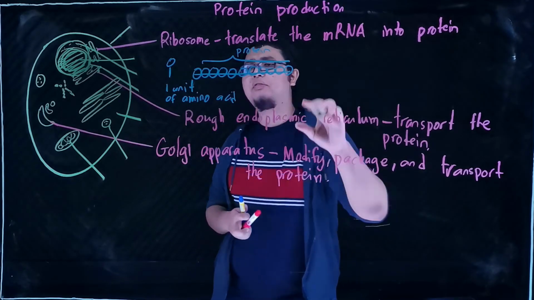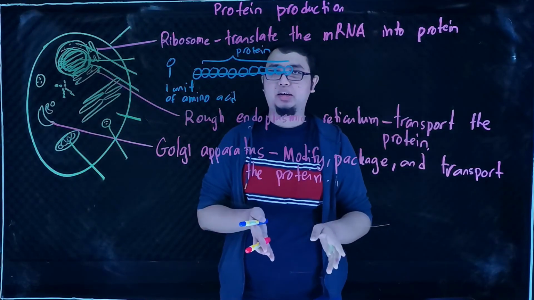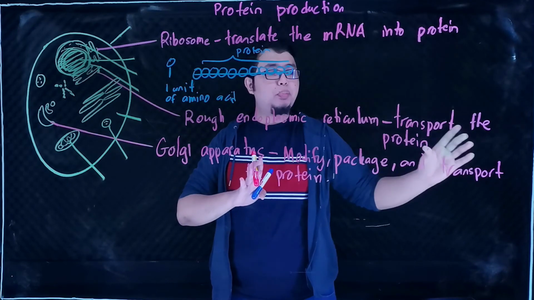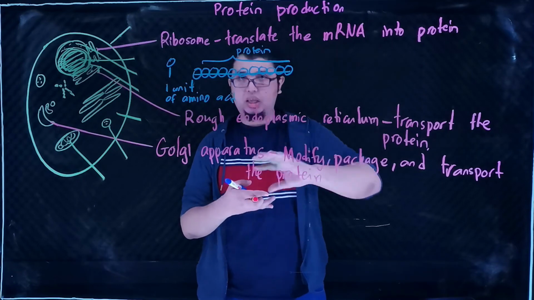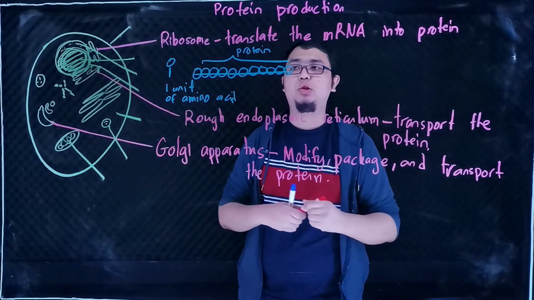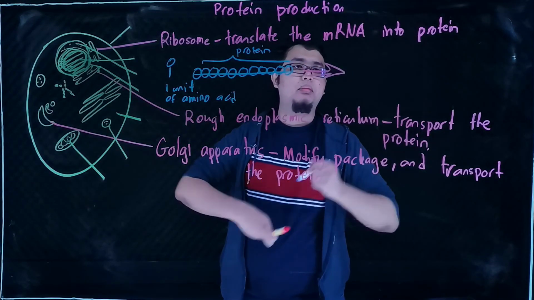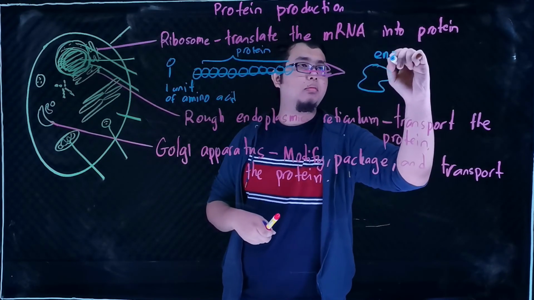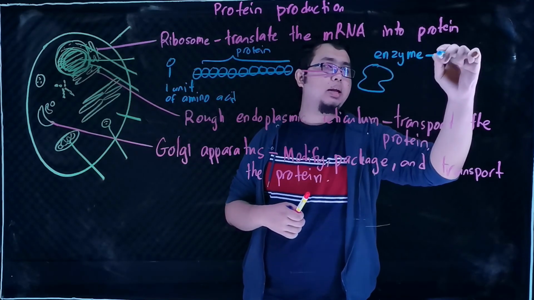So for example, now we have a long chain of protein. This protein doesn't carry a specific function. Once it goes to the Golgi apparatus, what the Golgi does is that it modifies it, it changes the shape of the protein, it folds the protein over, and this protein can now be turned into an enzyme. For example, the enzymes that you learned during your Form 2.